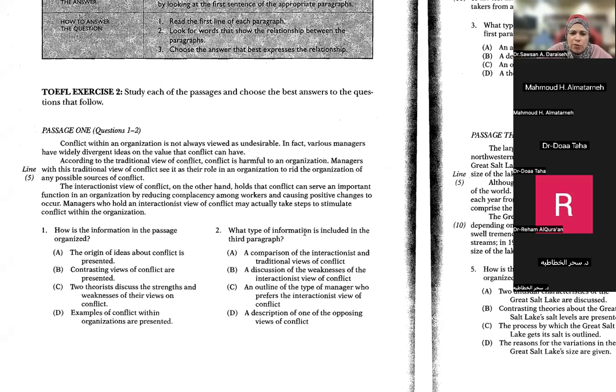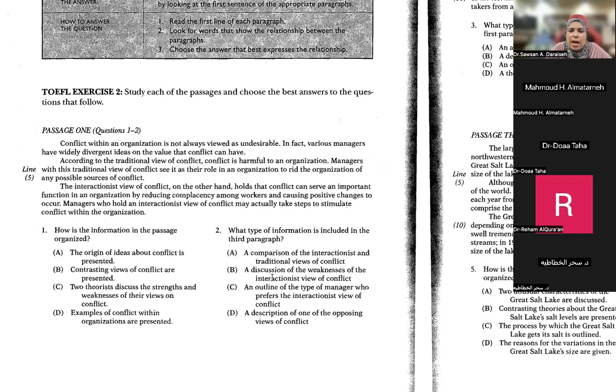Now, what type of information is included in the third paragraph? I think we just summarized the three paragraphs. What is in the third? They're just asking you about the third paragraph. A comparison of the interactionist and traditional view of conflict. Does the third paragraph have a comparison? No, the third paragraph is focused on one view. Which view is it? It's this positive one.